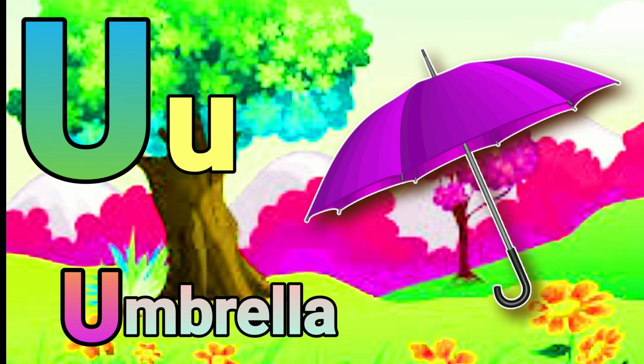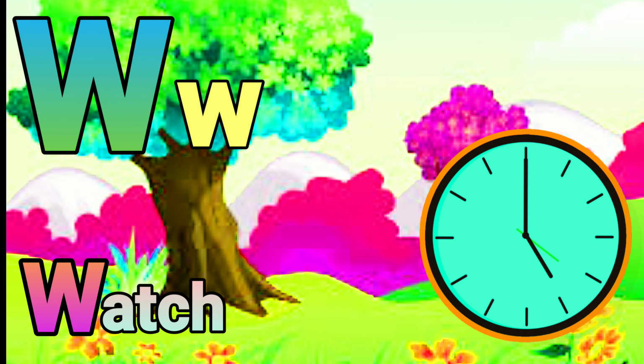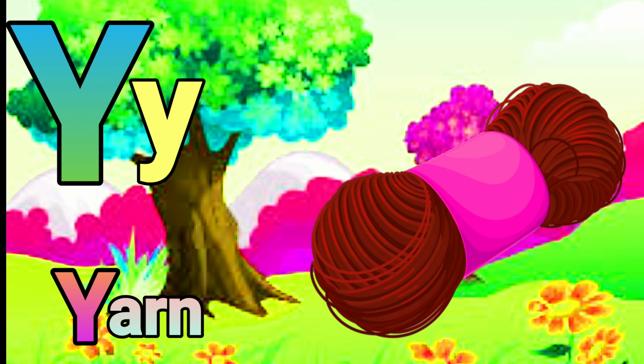U for umbrella. V for van. W for watch. X for Christmas tree. Y for yarn.